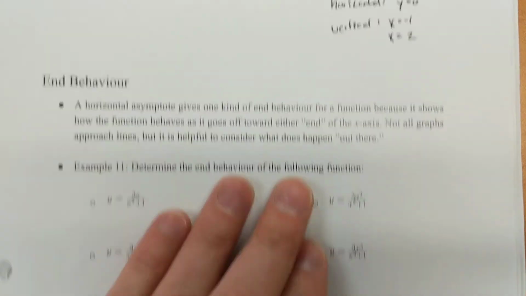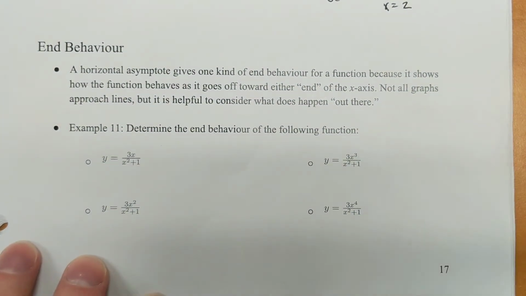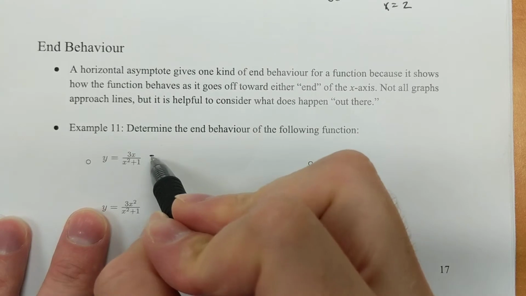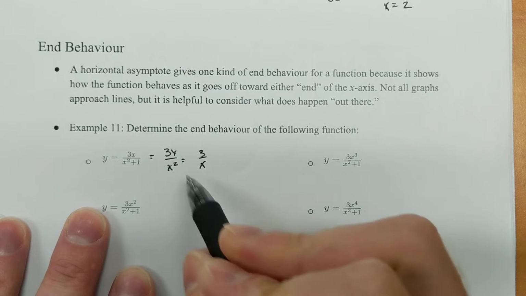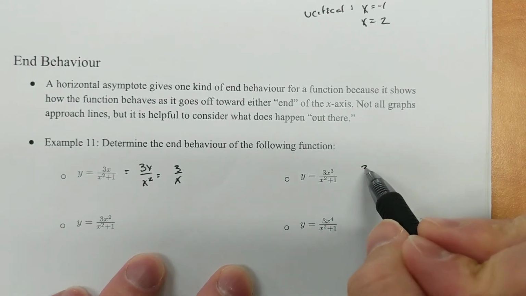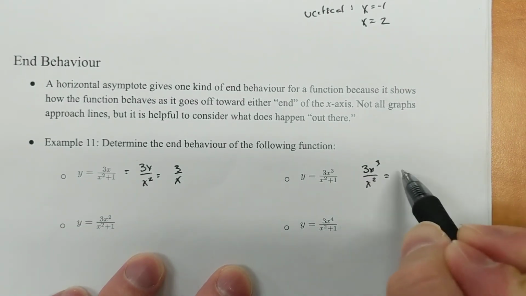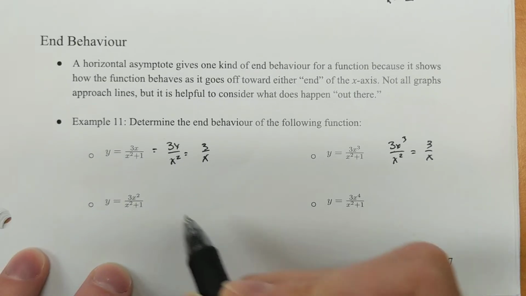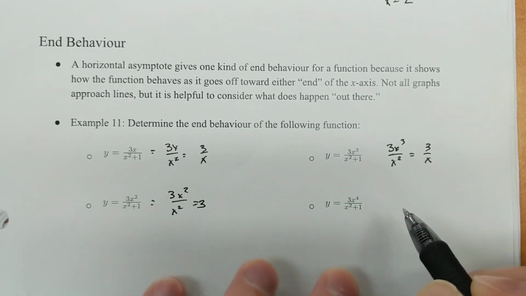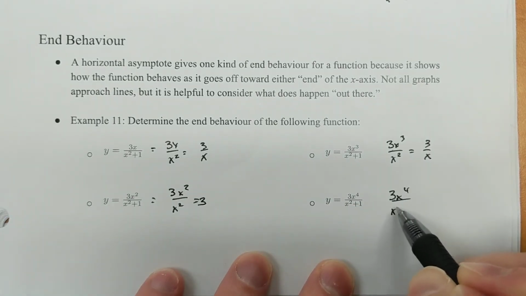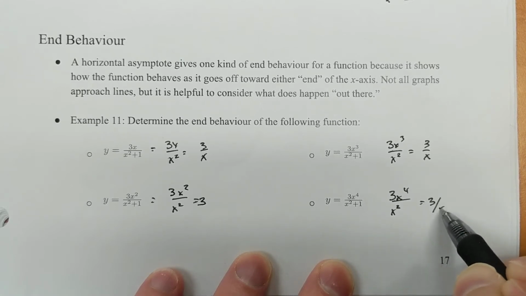Okay, and the last thing I believe, end behavior. Yes, last thing. So determine end behavior. What end behavior means is as the x value gets very, very large. When that happens, all that matters are the lead terms in the numerator and denominator. So this becomes 3x over x squared, which is 3 over x. Going over here, this would become 3x cubed over x squared, which is 3x. Down here, this would be 3x squared over x squared, which is just 3. And this one is 3x to the fourth over x squared, which is 3x squared.